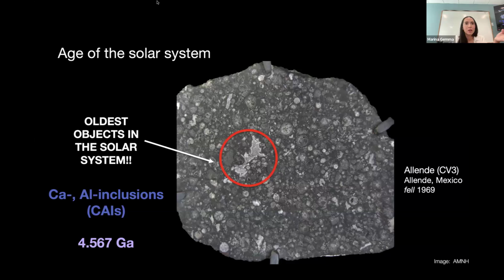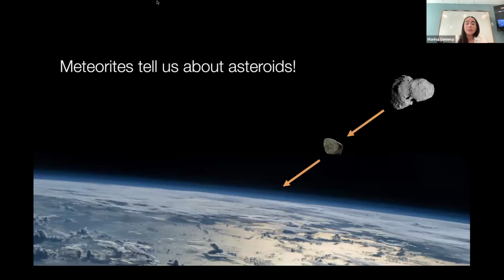And this is really easy to remember. It's 4.567 billion years old. And so that's the oldest solid object we have in our solar system after the sun formed. So meteorites can also tell us about asteroids. Now I'm getting more into maybe the challenge relevant kind of side of the science, right? What are asteroids made of? What is their structure? What is their history?